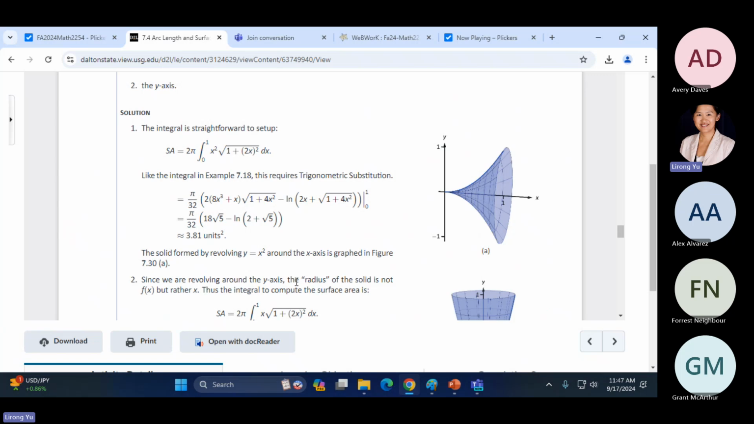Right. So then for the rest of the calculation, I guess we can see the final answer is 3.81. And then the second part of the question is revolving about the y-axis and the division for the x.